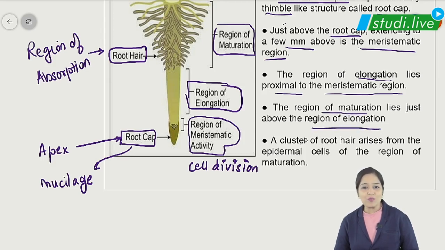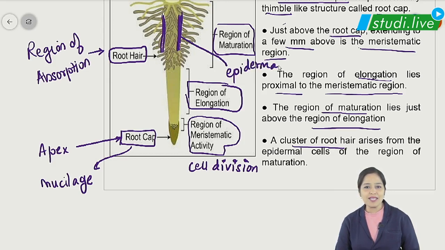In between that, we have a cluster of root hairs which are arising, and this outermost region from where these root hairs are arising is known as the epidermal region. These are the epidermal cells. So epidermal cells are going to produce numerous root hairs.